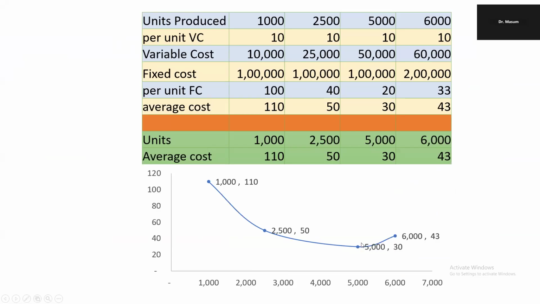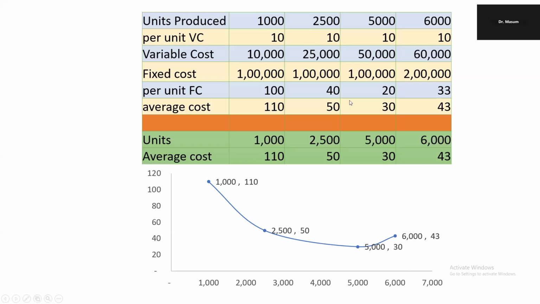And when you are producing at 100% capacity, 5,000, your per unit cost is becoming 30. And it is the minimum point. When you are going beyond your 100% capacity, producing 6,000, your average cost is 43. 10 plus 33, 43. So 43, it is again upward going. That means when you are producing more, your cost is decreasing, but up to your 100% capacity. Beyond your capacity, the average cost will again increase. So as an operations manager, what you have to do, you have to produce at your 100% capacity.